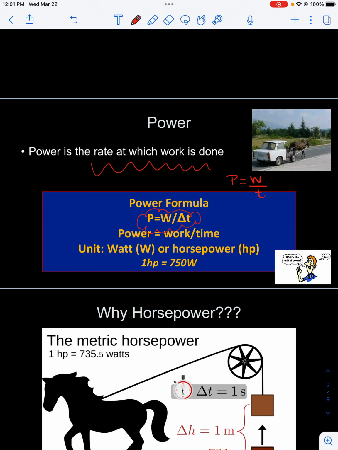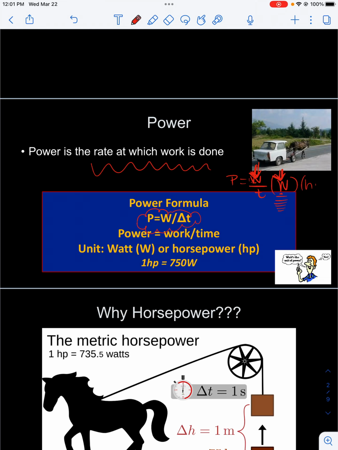We have two different units for power. The SI unit, the one that we're going to be using, is the watt. Don't get confused, because watt is a capital W and work is a capital W. But work's W is a variable, and the watt's W is a unit. Please do not get that confused.